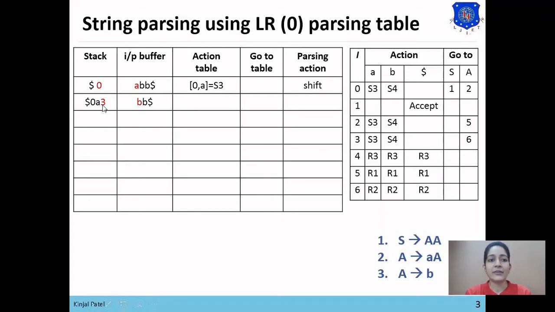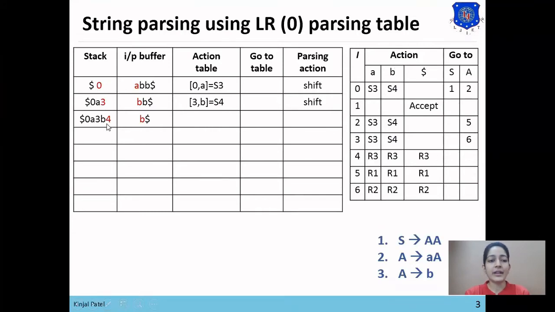Now we'll check for the entry from 3 on B in the parsing table. From 3 on B, there is the entry S4, so a shift action will be performed with value 4. So 3 on B equals S4. Shift action will be performed and B will be shifted onto the stack with value 4. So the stack is 0A3B4, and in the input buffer there is the value B$.